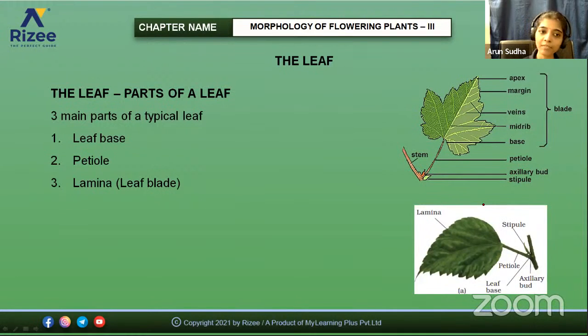So if you see the leaf, there are three main parts. So what are the parts of a typical leaf? It is the leaf base. This is the leaf base, that is the point of attachment. This is the leaf base, and this is the petiole, and this is the lamina or the leaf blade. So these are the three main parts actually. Here there exists a structure called stipule, and there exists an axillary bud, and this axillary bud then develops into a branch. So these are the main parts of a leaf. We'll see details about these parts.